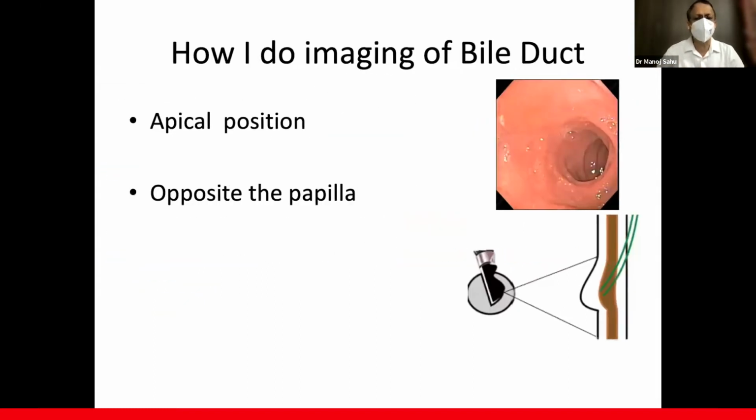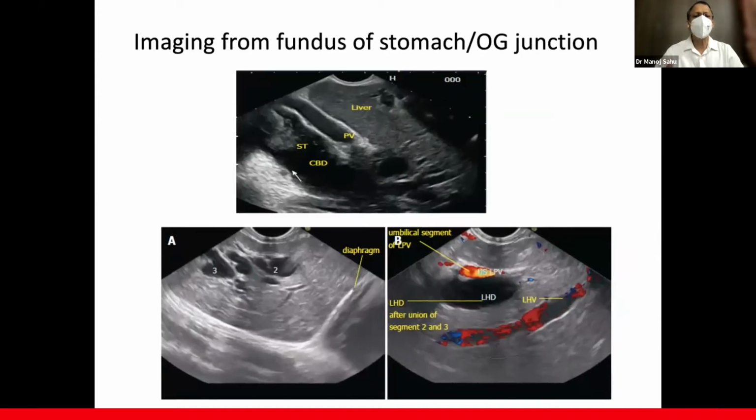How I do imaging of the bile duct: mainly from 2 stations, the apical position at the apex of the duodenal bulb, and the second is opposite the papilla. Imaging from the fundus of the stomach or GE junction: when we are at the GE junction or in the proximal stomach, sometimes we need to look endoscopically and enter the proximal stomach. We will see the left lobe of the liver.